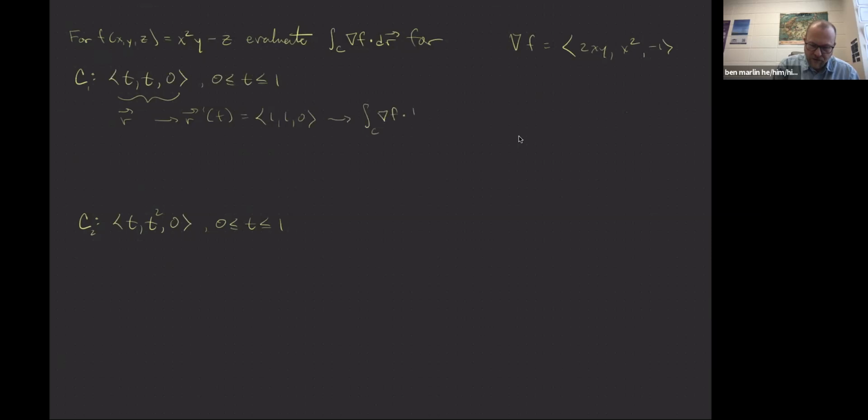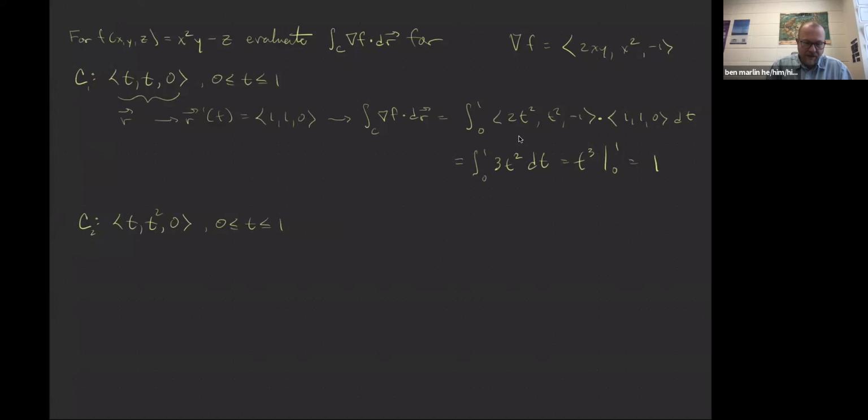of gradient f dot dr vector is going to be equal to an integral from 0 to 1 of, let's see, 2xy. So x is t and y is t, so 2t squared, and then comma x squared, so that'll be t squared, and then minus one, dot that with the r prime, 1, 1, 0, dt, and see what we've got there. Yeah, this turns into an integral from 0 to 1 of 2t squared plus t squared, so 3t squared dt, that'll be t cubed from 0 to 1, so that'll be just 1, okay?